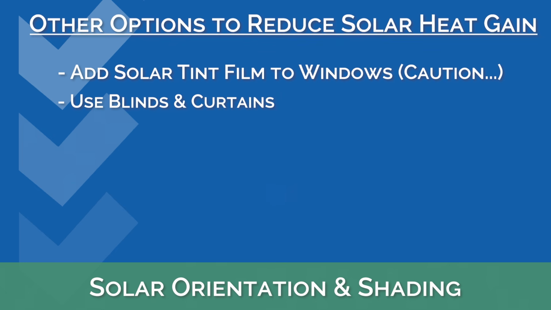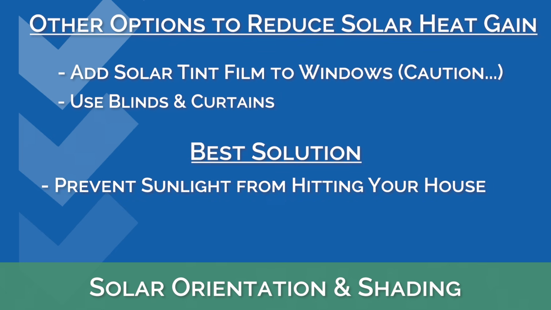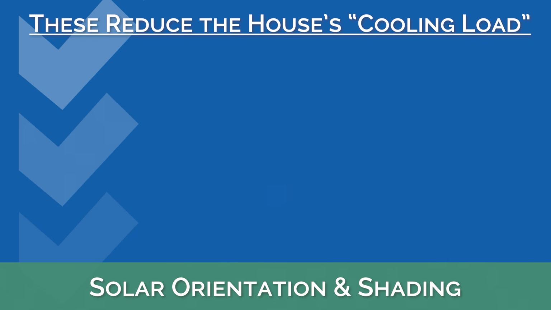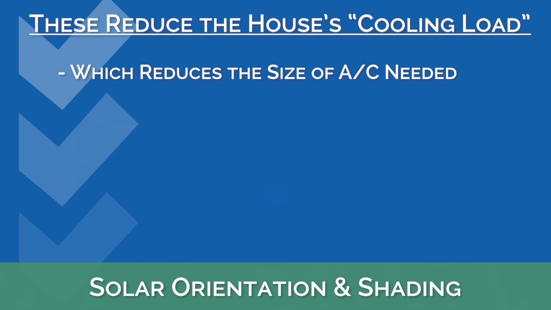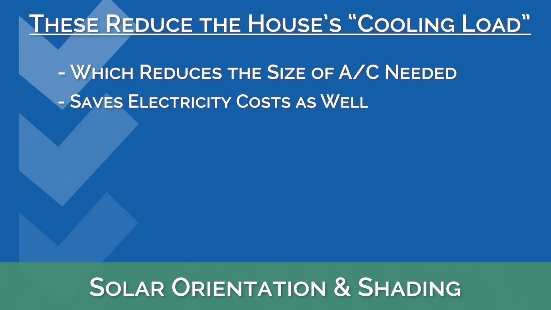Using blinds and curtains will also help reduce the heat gain from the sun, but the best solution is to prevent the sun's rays from hitting your house and windows in the first place if it's possible. All these things help reduce the cooling load on your house, which reduces the size of the AC equipment needed and saves electricity costs as well.